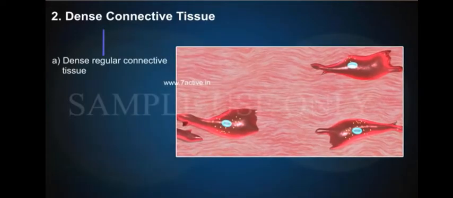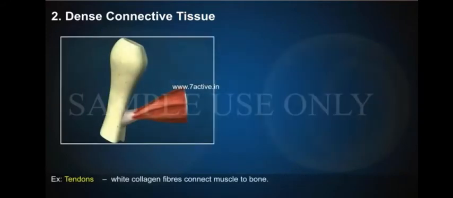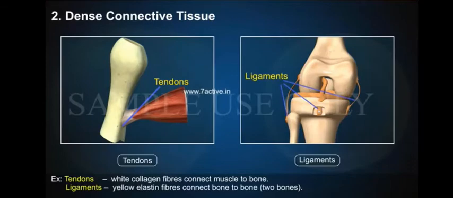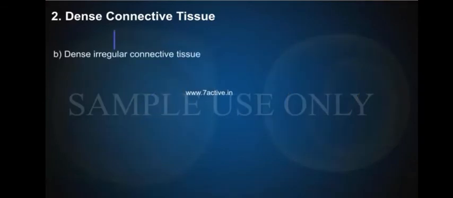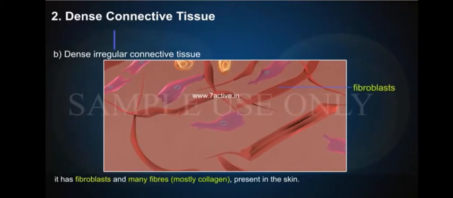A. Dense, regular connective tissue. The collagen fibers are present in rows between many parallel bundles of fibers. Example, tendons. White collagen fibers connect muscle to bone. Ligaments. Yellow elastic fibers connect bone to bone, two bones. B. Dense, irregular connective tissue. It has fibroblasts and many fibers, mostly collagen, present in the skin.